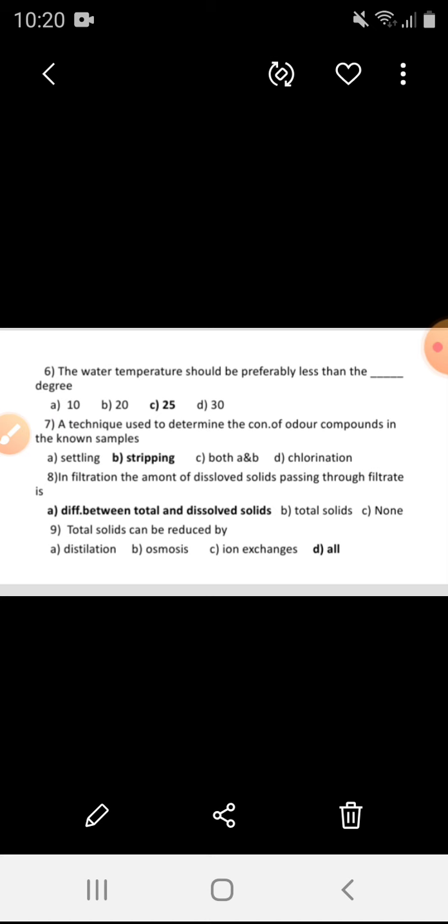Ninth, total solids can be reduced by option A distillation, option B osmosis, option C ion exchange, and option D all. The correct option is D all. 10th, water has less than 1000 milligram per liter of total dissolved solid. Option A saline water, option B brine water, option C fresh water, and option D alkaline water. Correct option is C fresh water.